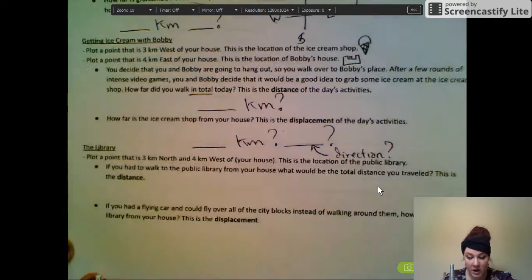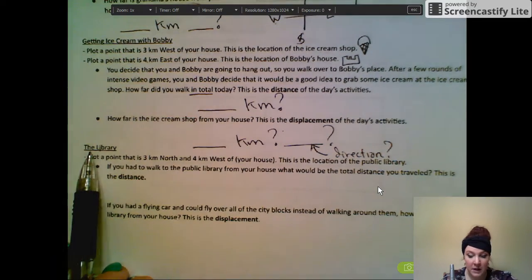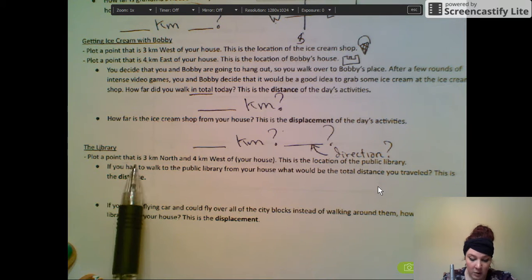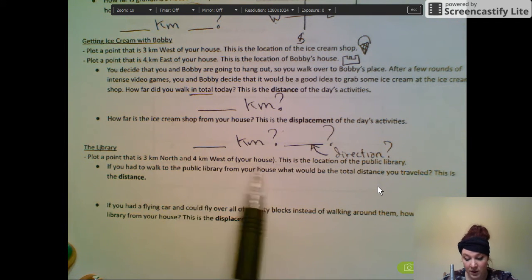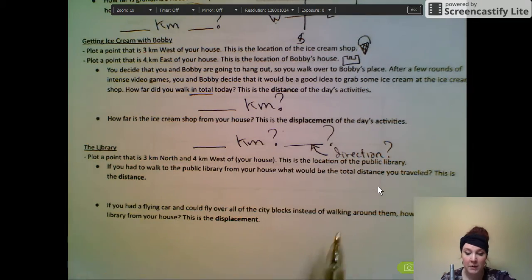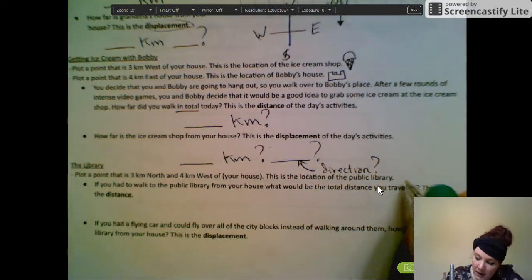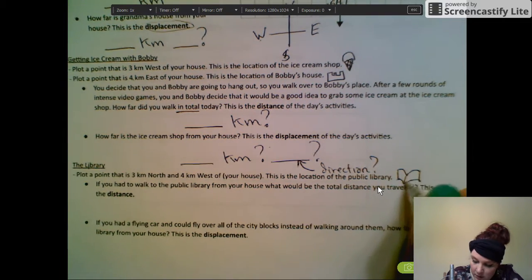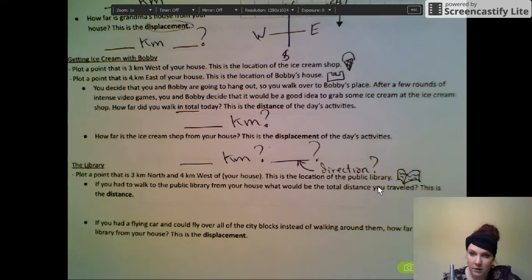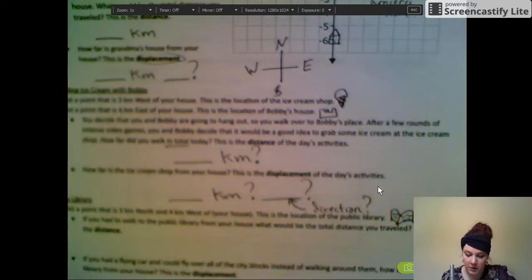So we are going to be talking about the library. This is the third scenario and the last one. We are going to plot a point that is 3 kilometers north and 4 kilometers west of our house. This is where our public library is. I'm going to make our public library a book. All right, great. It's a terrible book, but okay.